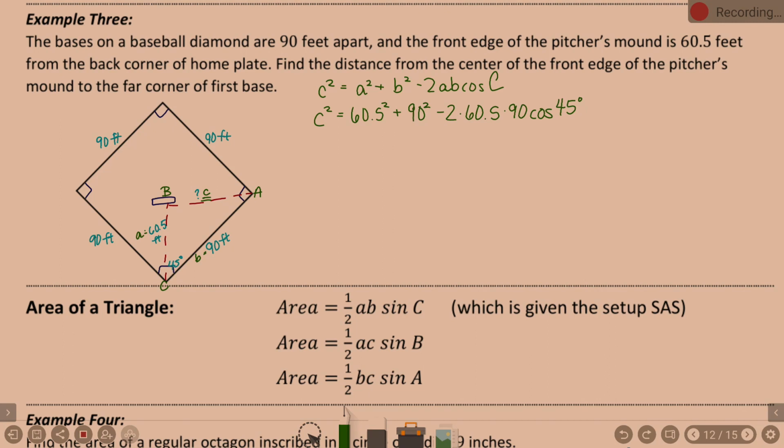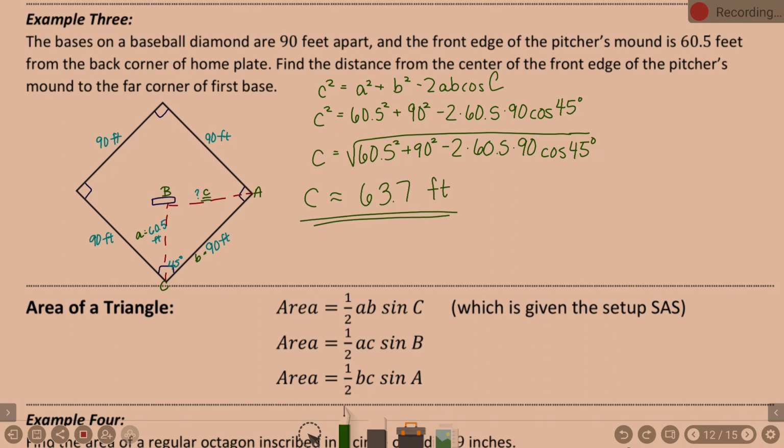So essentially, c is going to be the square root of whatever 60.5 squared plus 90 squared minus 2 times 60.5 times 90 times cosine of 45 degrees. Now, however you're doing it on your calculator is grand. Meet me at the end. What are you getting as an answer? 63.7. Good stuff, me too. Okay. So c is approximately 63.7, and that would have a label of feet.